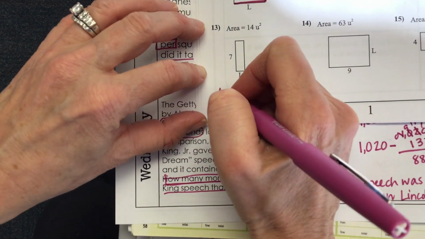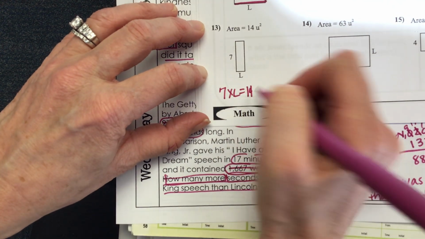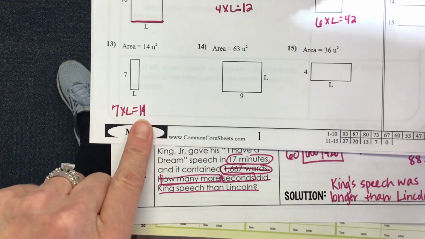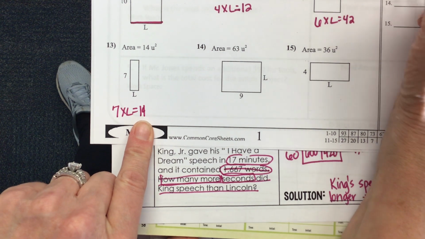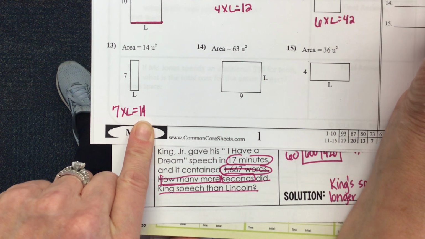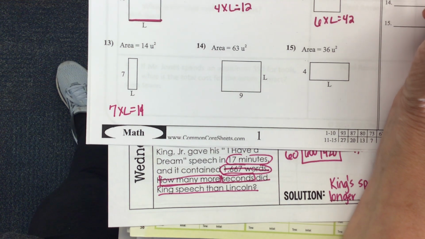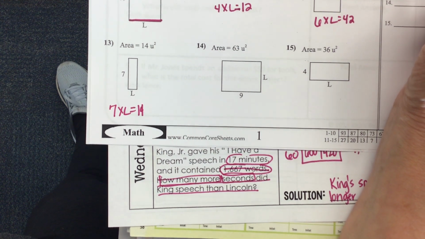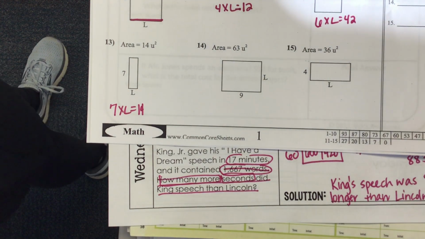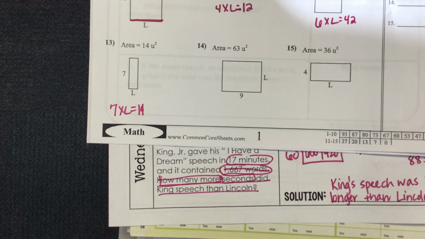Okay, this one. 7 times what equals 14? Nolan, what did you get? 7 times what equals 14? Look on your chart. You've got a chart right by you. 7 times what equals 14? Times, not plus. Times what equals 14? 2. 7 times 2 is 14.